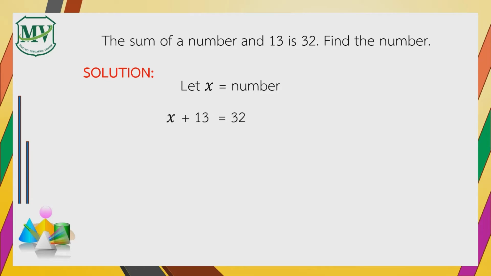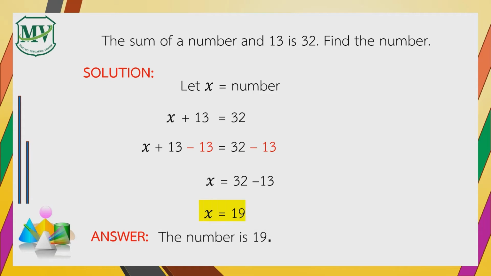Our equation will be x plus 13 is equal to 32. Use the subtraction property of equality, which allows us to subtract 13 from both sides of the equation. Cancel 13 from the left side of the equation and subtract 32 minus 13, and you are going to come up with x is equal to 19. So the number is 19.